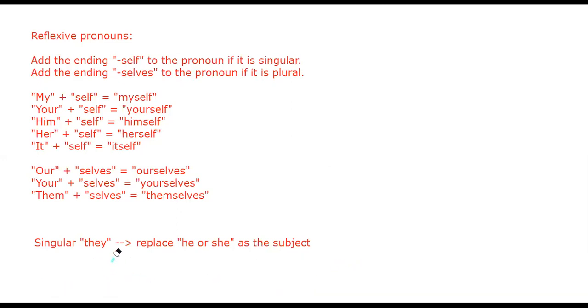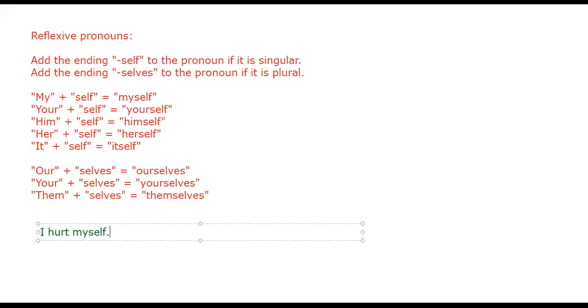Now, to go back to reflexive pronouns, remember, we use reflexive pronouns when the subject is the same as the object. For example, I hurt myself. The direct object is right here, but it's also the same as the subject here. I hurt myself because I am both the subject and the direct object of this sentence. So that's why we have to use myself. We can't say I hurt me. That doesn't make any sense. I hurt me is not grammatically correct.